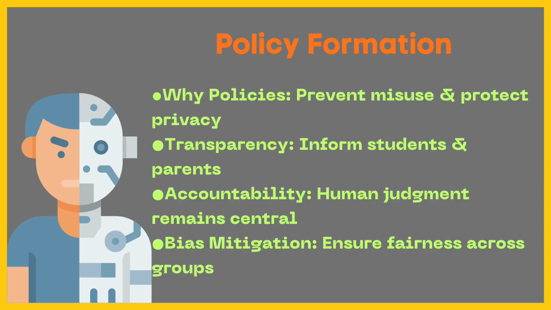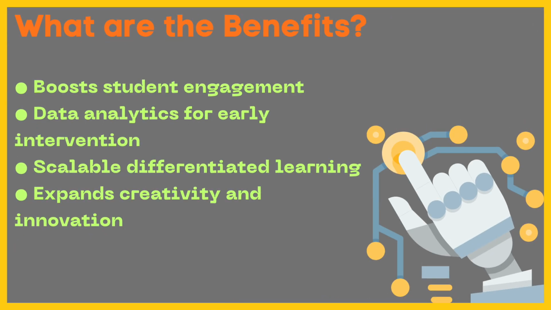There has to be transparency. Policies require schools to be clear about when and how AI is used. Bias mitigation: policies push schools to check AI for fairness so it doesn't reinforce stereotypes or inequities. In summary, policies give schools a roadmap. They set guardrails around transparency, accountability, and fairness so AI can keep clear safeguards to ensure student well-being, equity, and ethical use. What are the benefits?